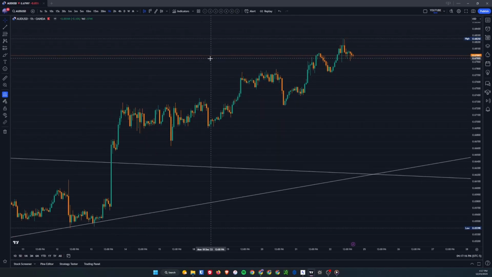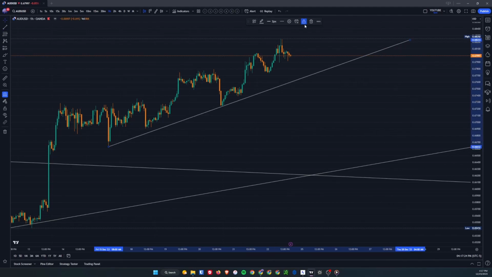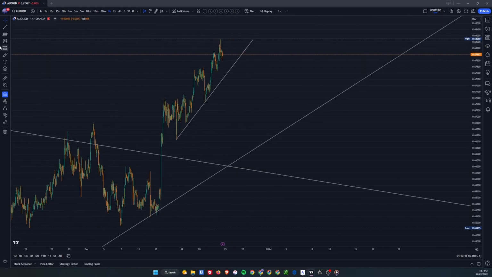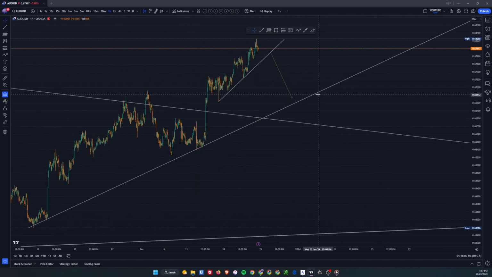Okay, we see a 1-hour structure that I could draw a trend line on. Boom. So what does this trend line tell me if I draw it out? It tells me that if we break this trend line, we're probably going to go lower, to this 4-hour trend line that we drew earlier, because this 4-hour trend line is bigger than this 1-hour trend line.